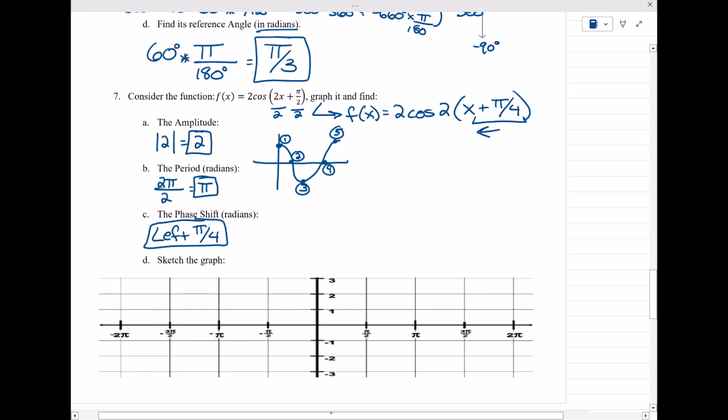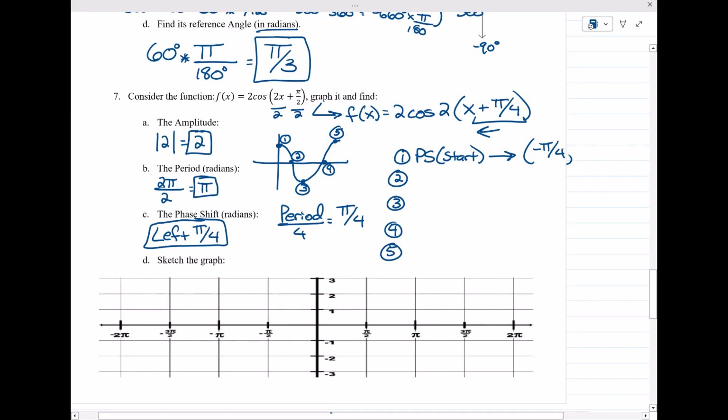So when you go to get your points, remember the way that we do this is we take the period and we divide it by 4 to give us pi over 4. And that's going to give us the 5 points. The first point is the phase shift. This is where the graph is going to start. And it's going to start pi over 4 units to the left. After that, we have 4 points. 1, 2, 3, 4.